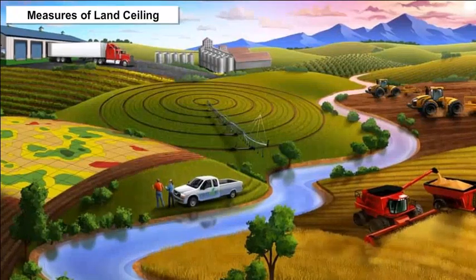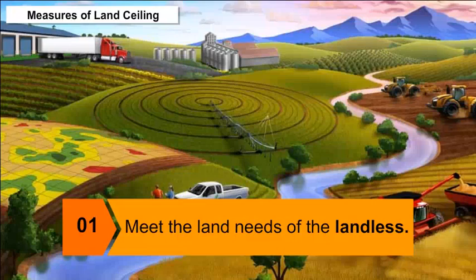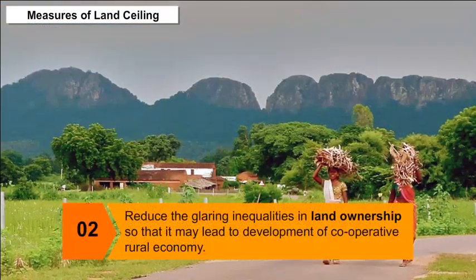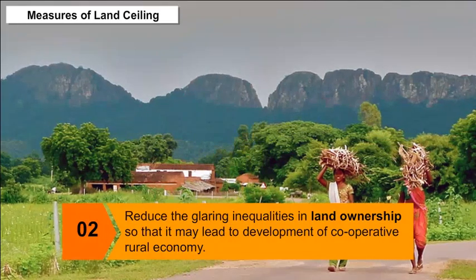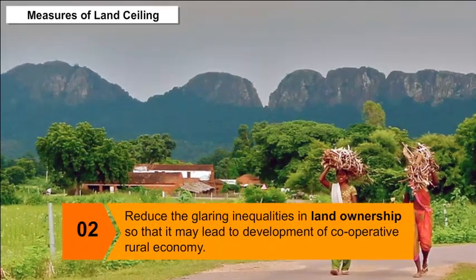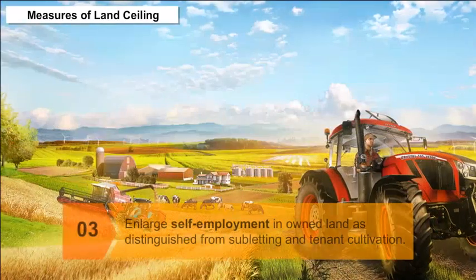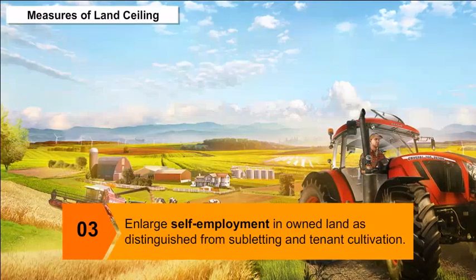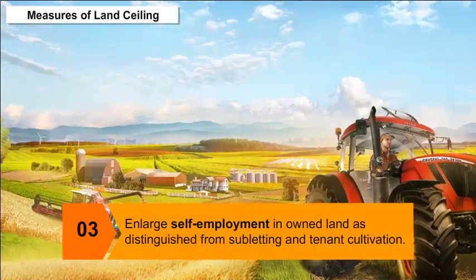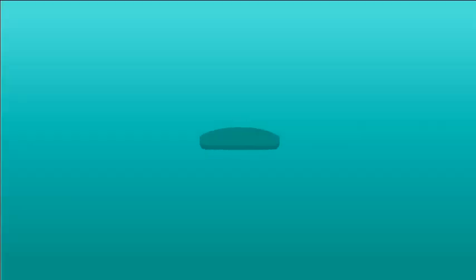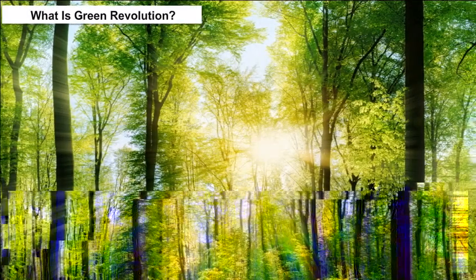The ceiling on land holdings was intended firstly to meet the land needs of the landless, secondly to reduce the glaring inequalities in land ownership so that it may lead to the development of a cooperative rural economy, and thirdly to enlarge self-employment on owned land as distinguished from subletting and tenant cultivation. Green Revolution in India. What is the Green Revolution?